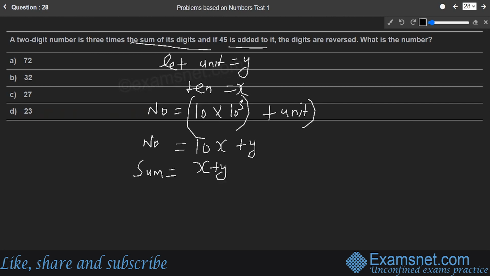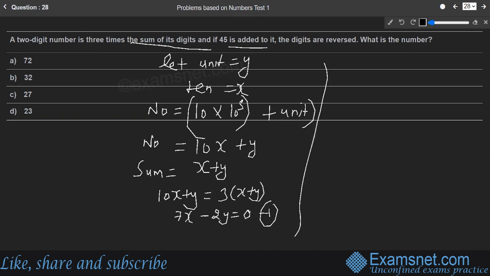So clearly the connection between the number and the sum is that the number is three times the sum. So 10x plus y is three times x plus y. That is the first connection that has been made. If we try to frame this, 10x minus 3x is 7x, so 7x minus 2y is equal to 0. This is the first equation that we have.